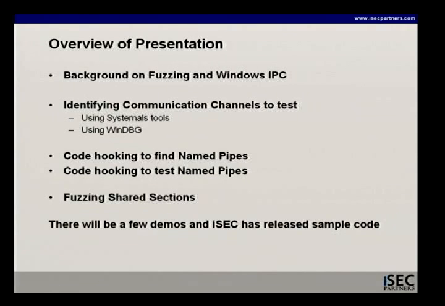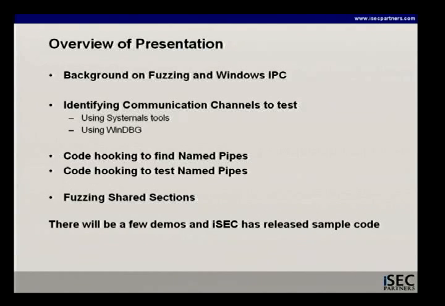So I'll be starting with a little bit of background on fuzzing and some information about Windows IPC. Then I'll talk about mechanisms for identifying the communication channels to test. It turns out that determining the attack surface of applications isn't always obvious.